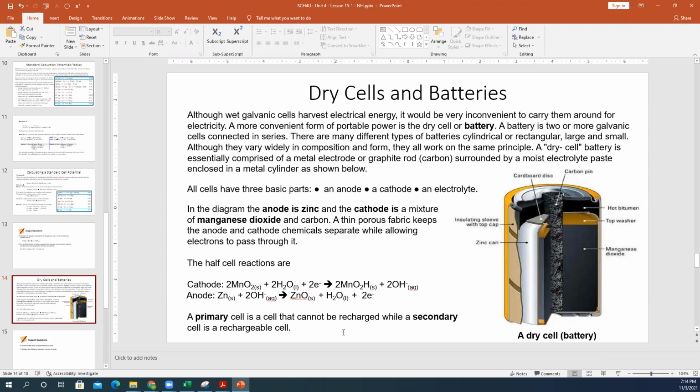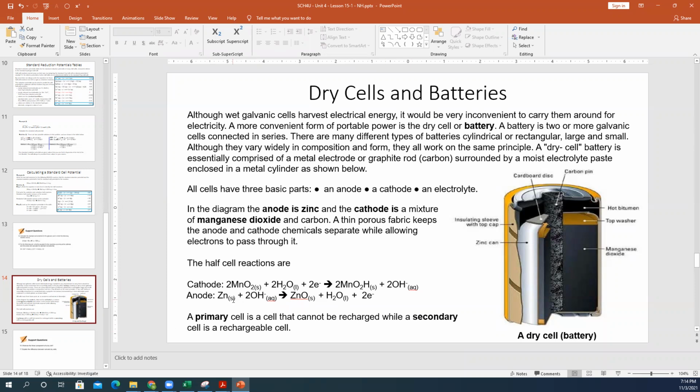And in this case here, the half reactions are, what's happening at the cathode is that you have this manganese dioxide plus water plus electrons, gaining electrons, to give this manganese compound. I have to say, I don't know how to say the name of that chemical, this MnO2H plus 2 hydroxide ions.